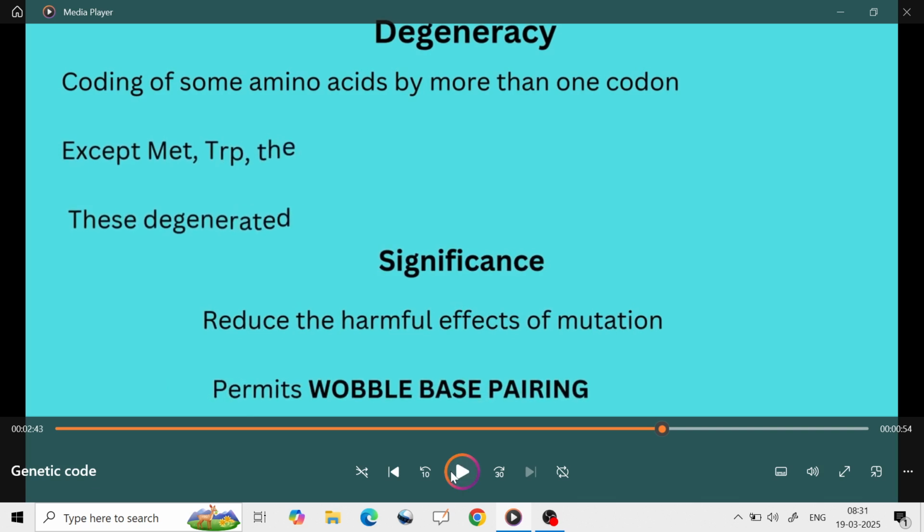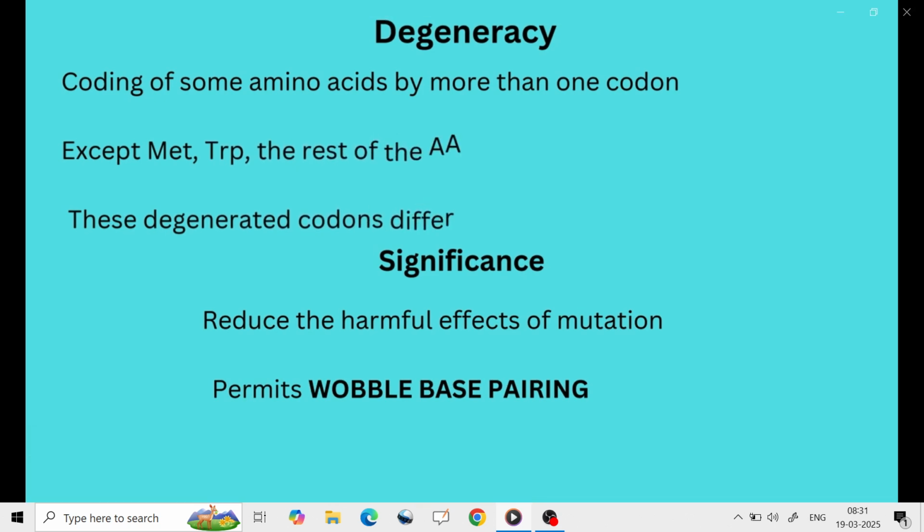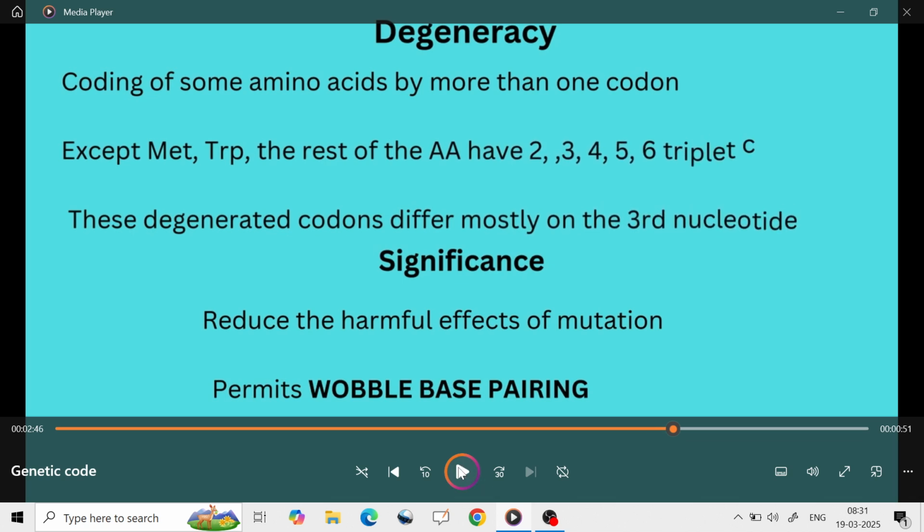Okay, now let's see why it is called degeneracy. Some amino acids are coded for by more than one codon. So, for example, if you talk about tryptophan, in the rest of the amino acids you have only 2, 3, 4, 5, 6 triplet codons. Degeneracy is an important nature of the genetic code, where the same amino acid is coded by more than one codon. These degenerate codons differ mostly in the third nucleotide.